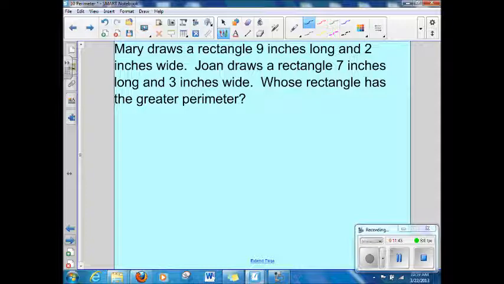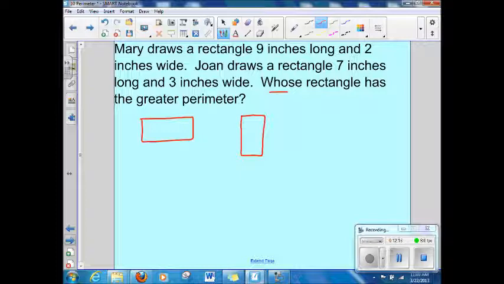Well, let's see if we can figure it out. All right, I'm going to draw a rectangle for Mary. There's Mary's rectangle. And then I'm going to draw a rectangle for Joan. Here's Joan's rectangle. And then I'm going to label them. Now you can go ahead and push pause and see if you can figure out the perimeter of these two, and then decide whose rectangle has the greater perimeter. You push pause now and see if we come up with the same answers.